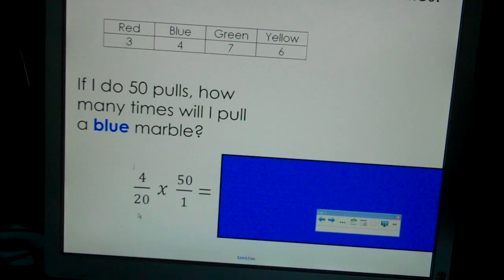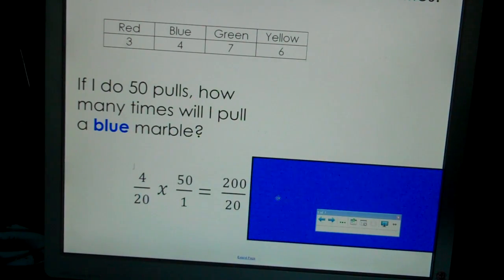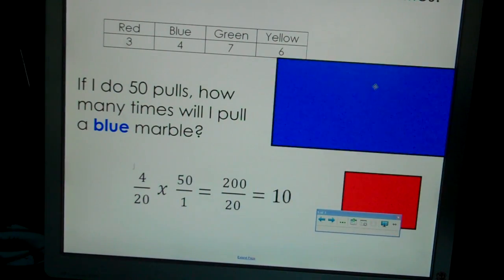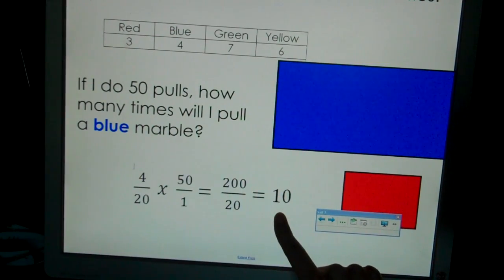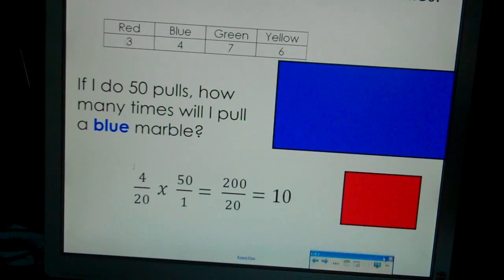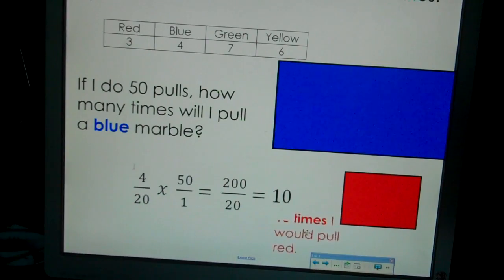We should have 4 out of 20 because that's what the experiment provided us, times the 50 if I do it 50 times. Okay? I end up with 200 over 20, which finally brings me to 10. So if I made you pull that marble out 50 times, you should get blue 10 times. Okay? And there's the answer. 10 times I would pull, oops, that should say blue.